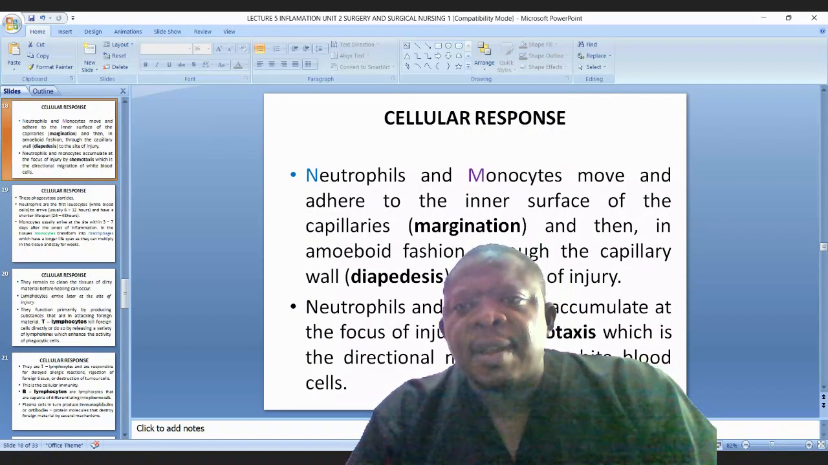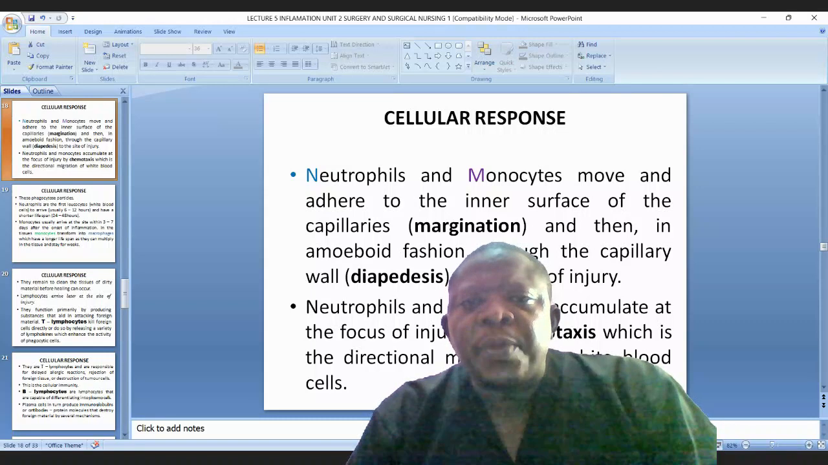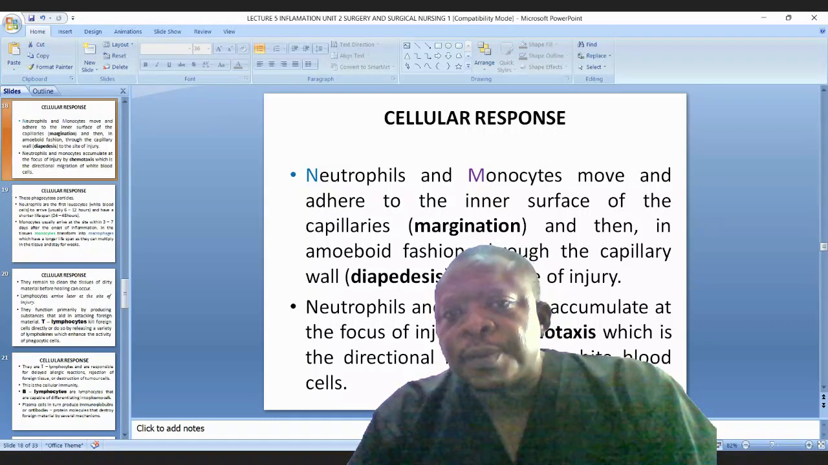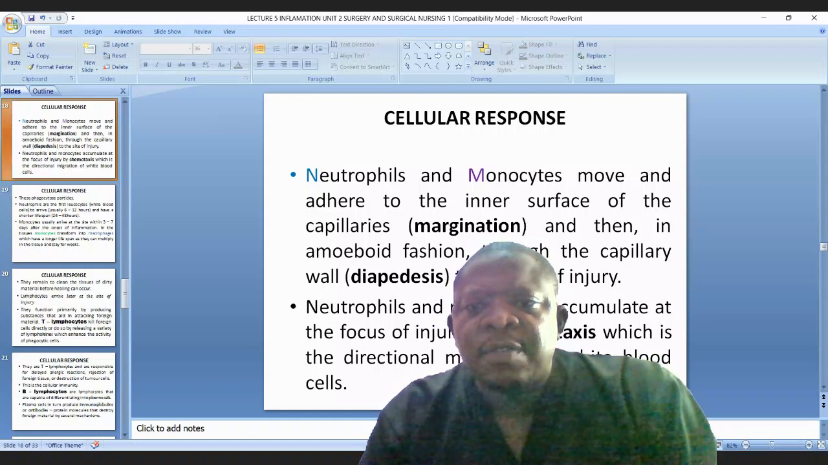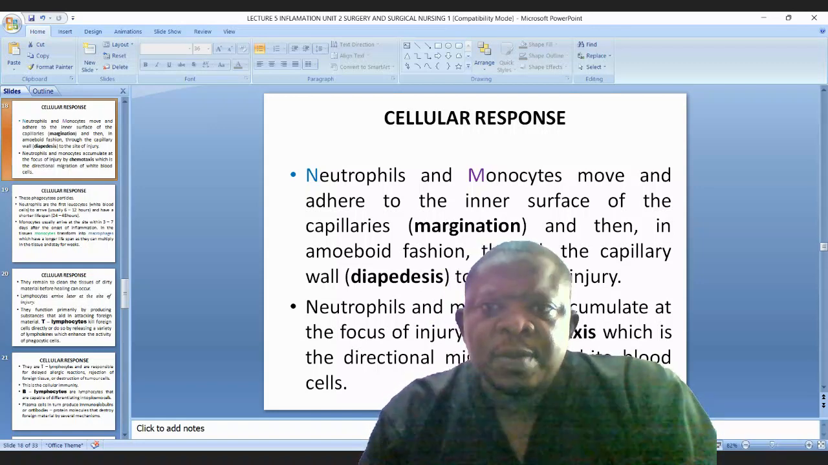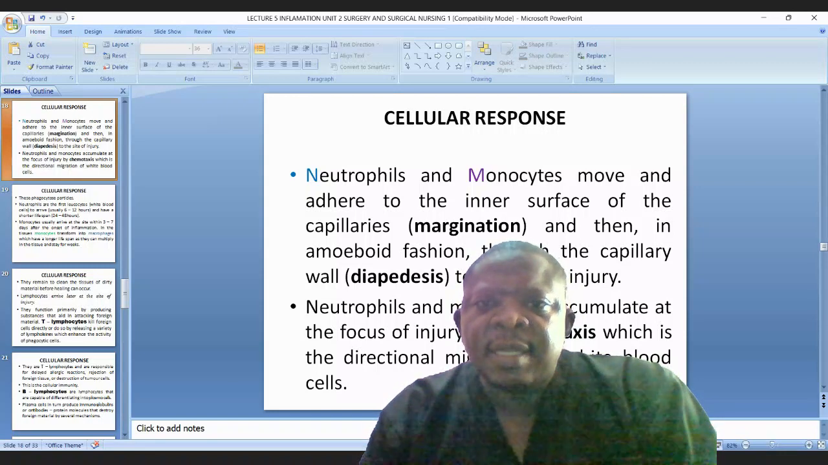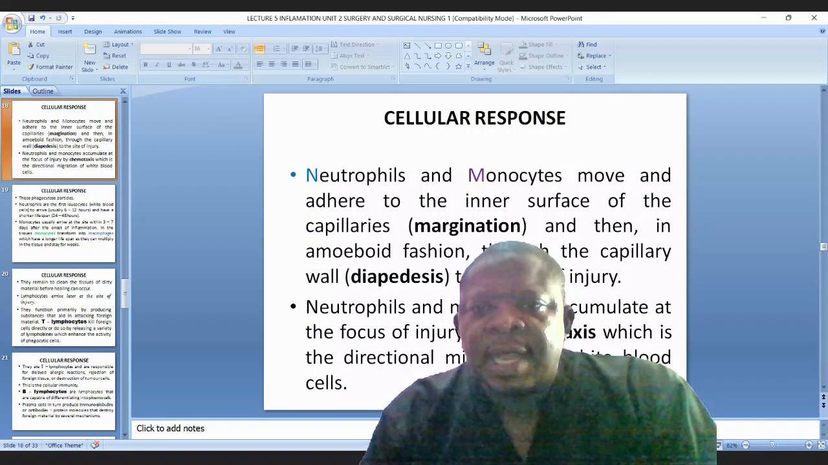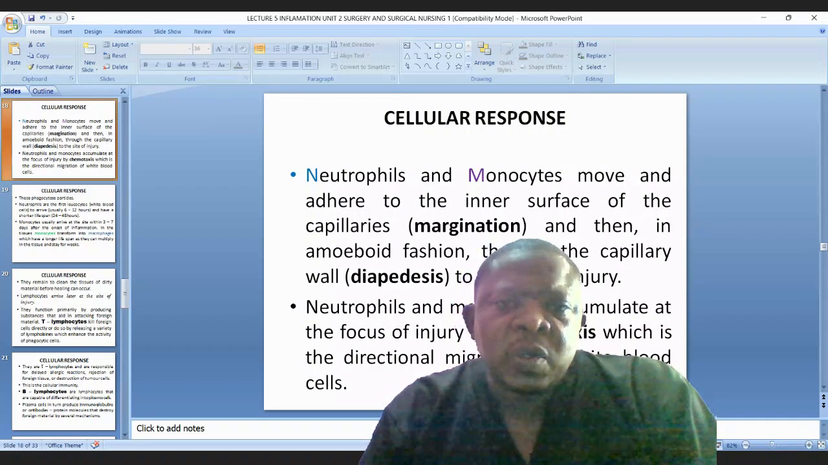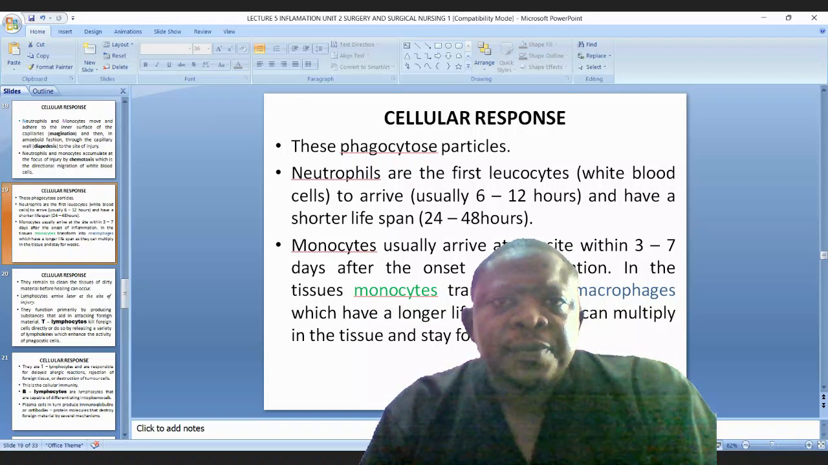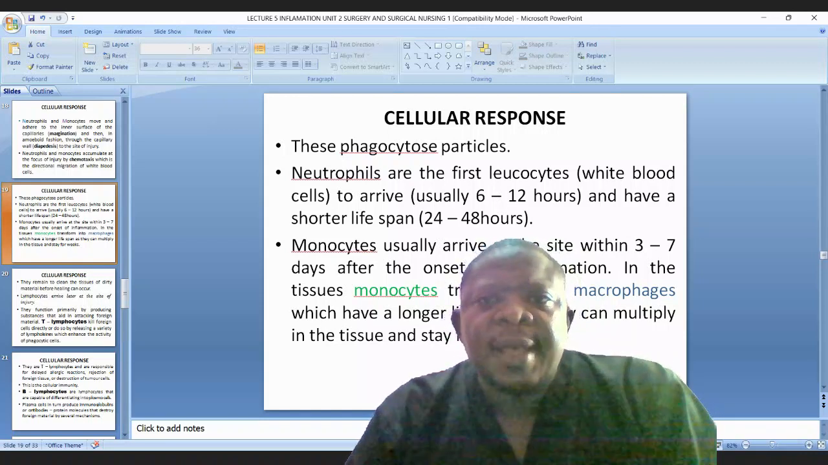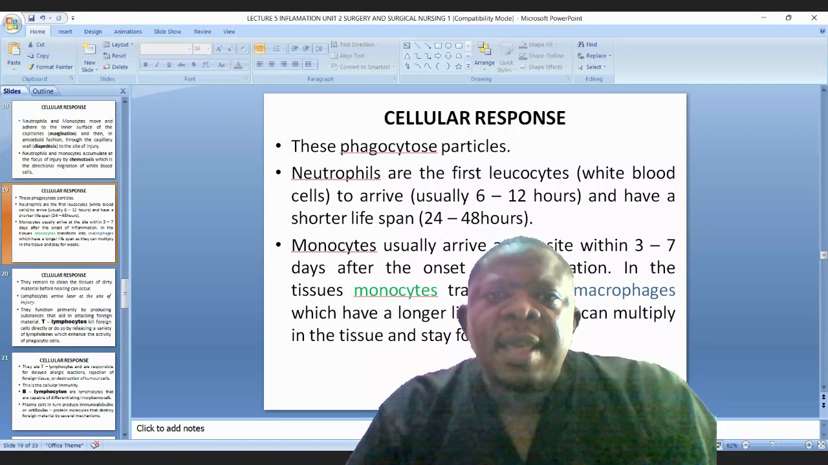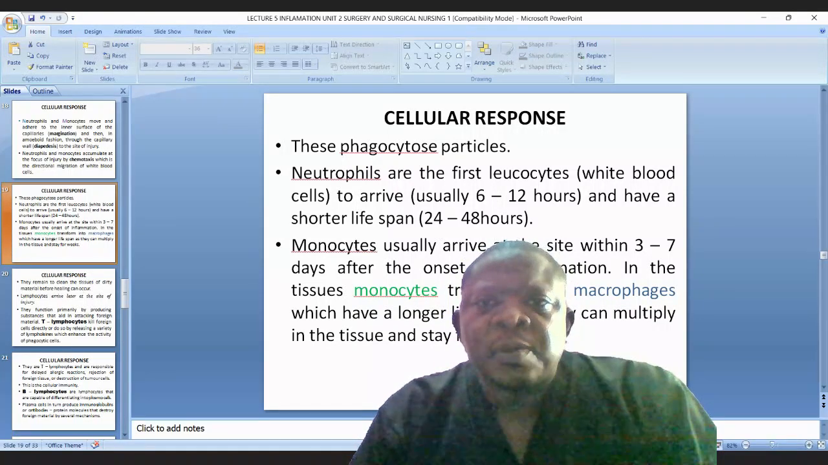Okay, to an area of an injured tissue in order to promote repair and engulf foreign material. So neutrophils and monocytes will accumulate at the focus of injury by chemotaxis, which is the directional migration of white blood cells. Within the cellular response, the neutrophils are the first leukocytes to arrive at the site where there is this noxious substance that may bring about inflammation.